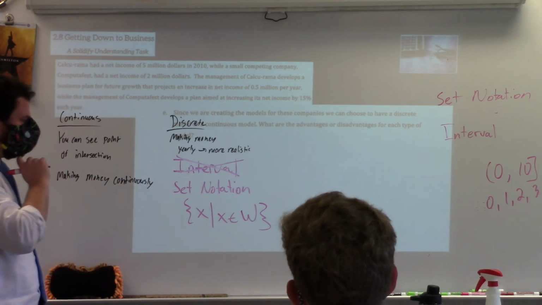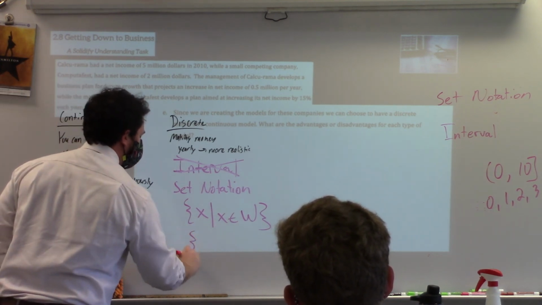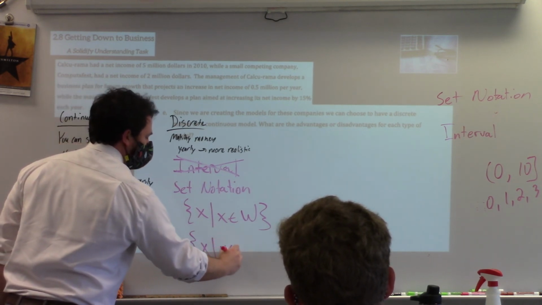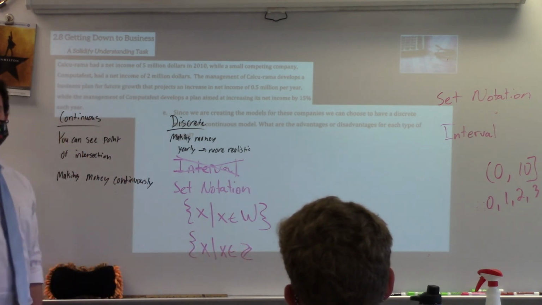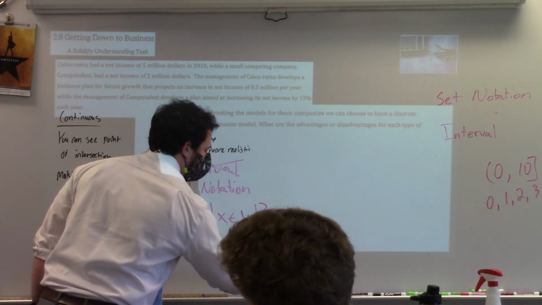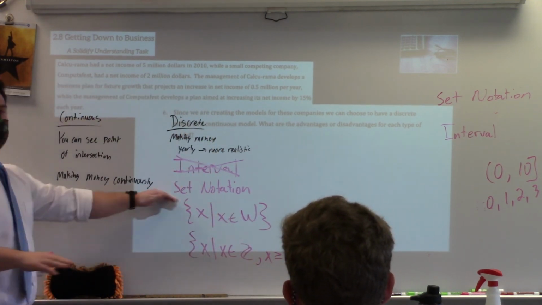Oh, curly brackets. Now, we'll say this, you could even do it another way. It's the set of x when x is an element of the integers. But integers covers positives and negatives, so I would just then have to say x is greater than or equal to 0. Notice there's multiple options. Those indicate the same thing.